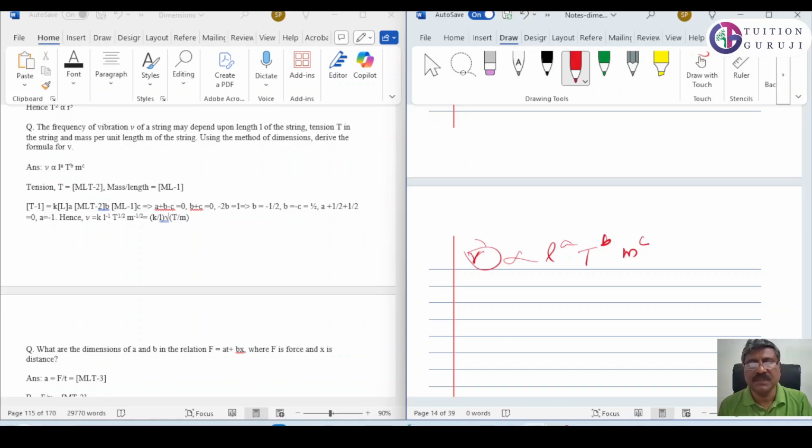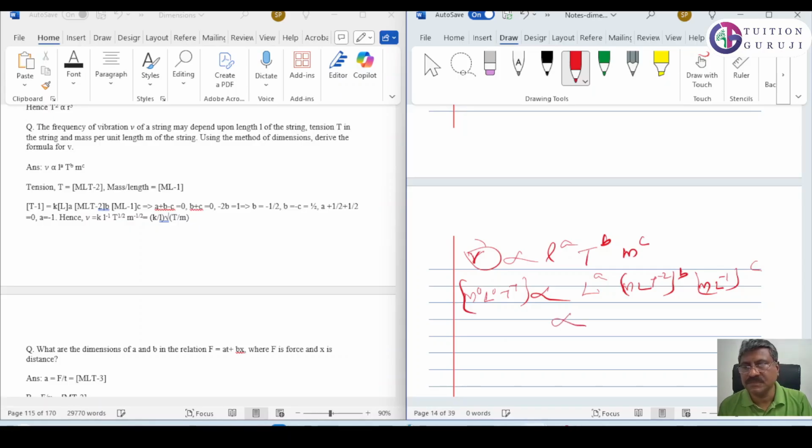So frequency, we know, is T raised to minus 1. Therefore, it is actually M raised to 0, L raised to 0, T raised to minus 1. It's proportional to length, which is L raised to A. Then tension is nothing but force. Force we know is MLT raised to minus 2, raised to B. Then mass per unit length is M L raised to minus 1, raised to C.